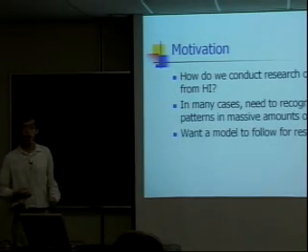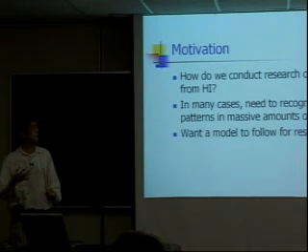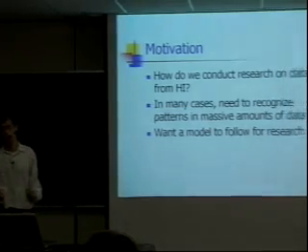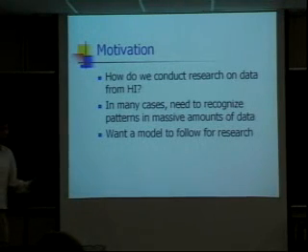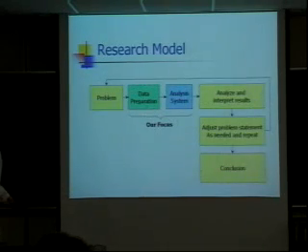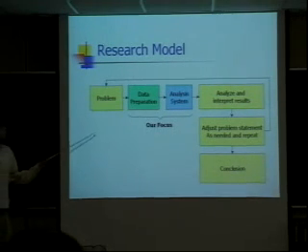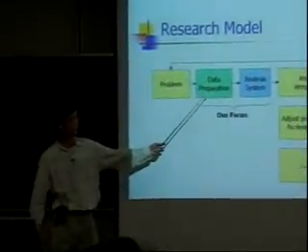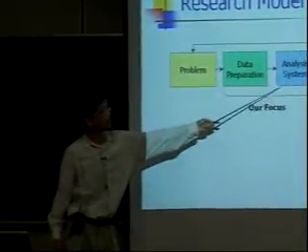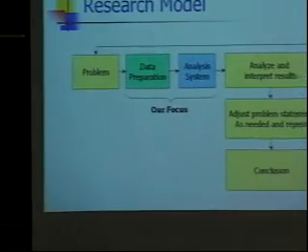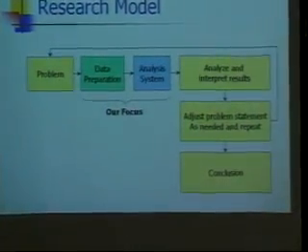So usually how do we conduct research in health informatics? We take a bunch of data, we extract some patterns. The way we do this is we organize the data and then we try to analyze it. So the research model would be something like this, having a problem, and then the data preparation, so meaning organizing and gathering the data, an analysis system, and then you analyze and interpret the results, and you adjust the problem statement as needed, and you repeat your experiments.